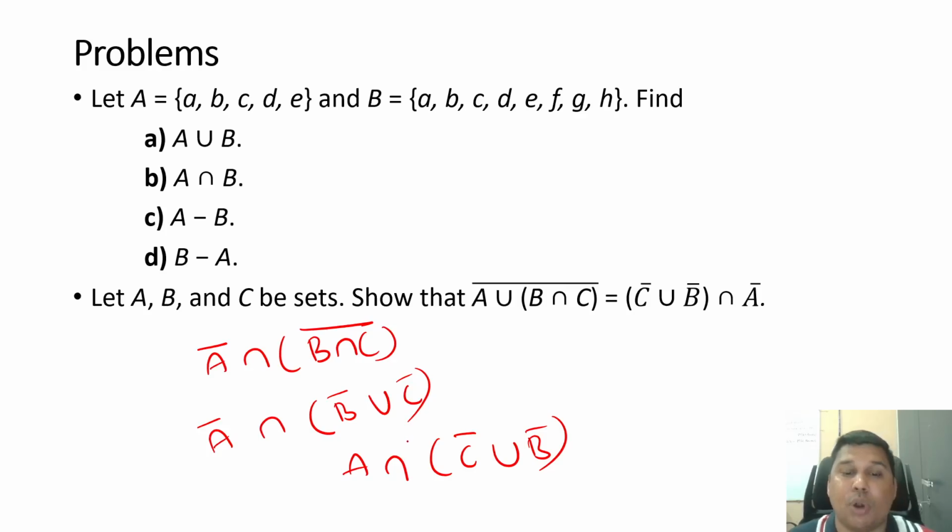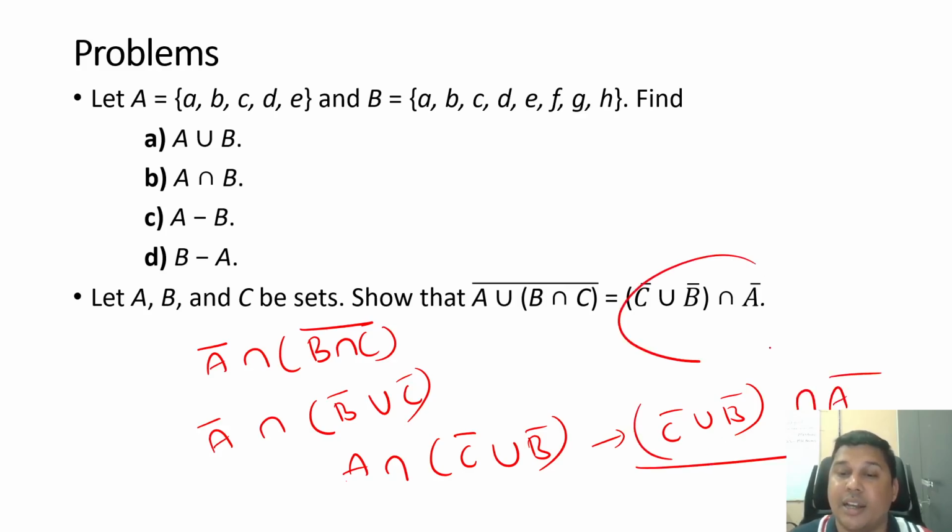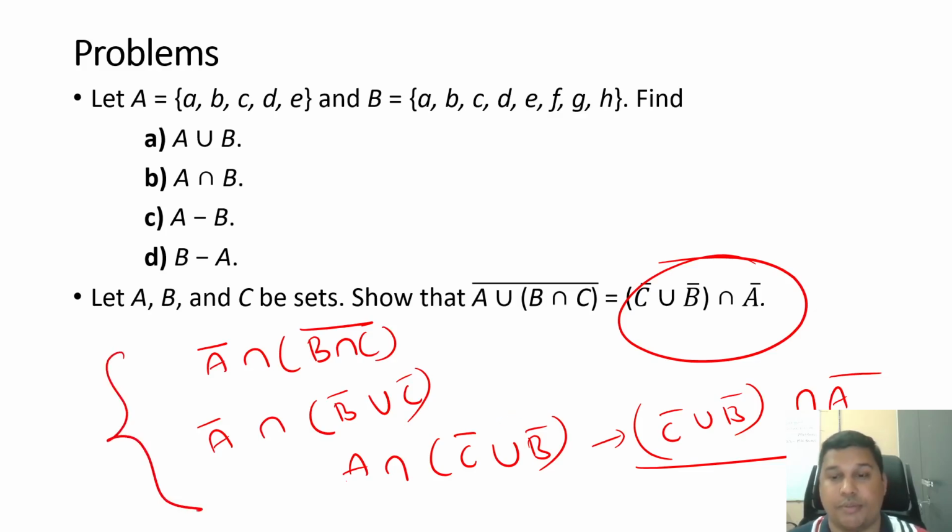Again apply the commutative law on this. So this is A intersection something here. You interchange it, so this becomes (C bar union B bar) intersection A bar. So we got the result. This way, using the laws, you have to solve the problems.